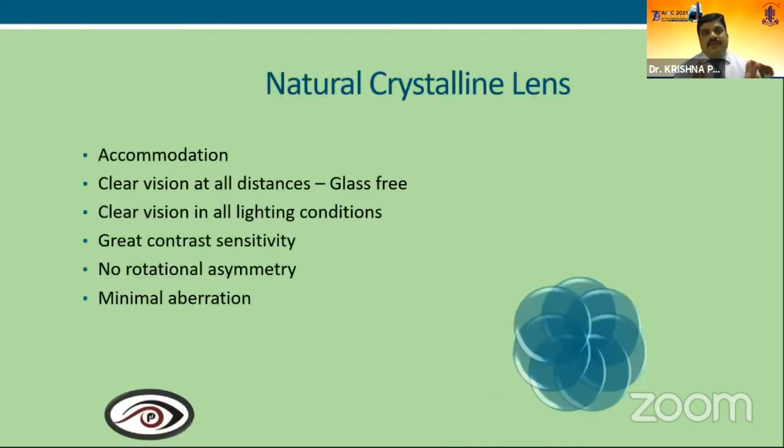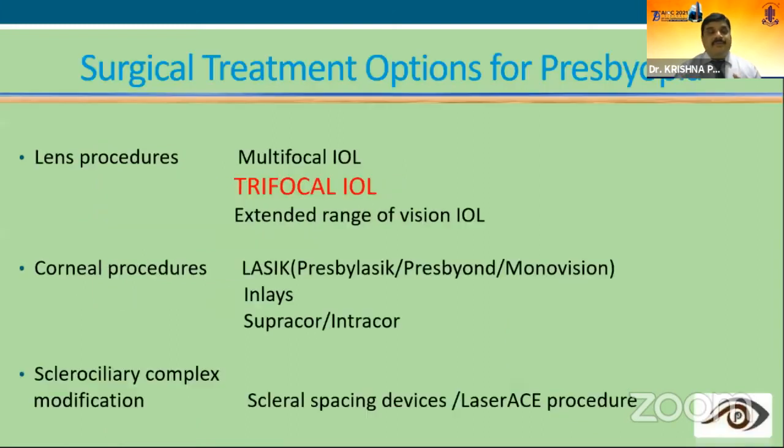So talking about the natural crystalline lens, it has good accommodation, clear vision at all distances, is glass free, gives clear vision in all lighting conditions, great contrast sensitivity with no rotational asymmetry, and minimal aberration.